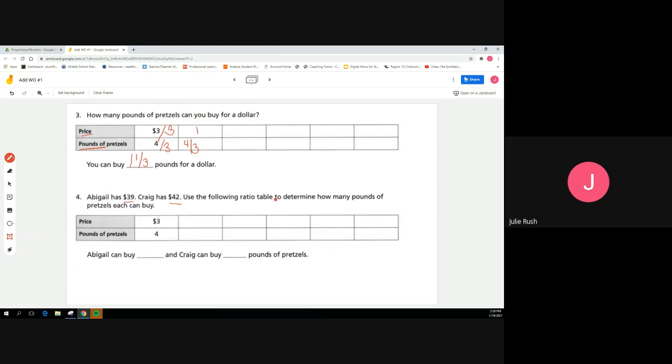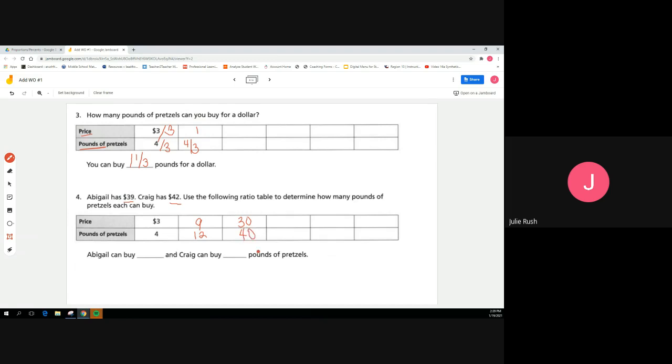Use the following ratio table to determine how many pounds of pretzels each person can buy. So I need to have a $39 and a $42. So I went to 9. I just multiplied both by 3. 3 times 3 gives me 9, and 3 times 4 gives me 12. So that gives me my 9. So now I just need 30, and I can get 30 really easily by multiplying 3 times 10 gives me 30. And then 4 times 10 gives me 40.